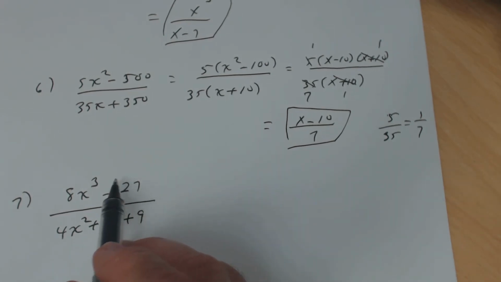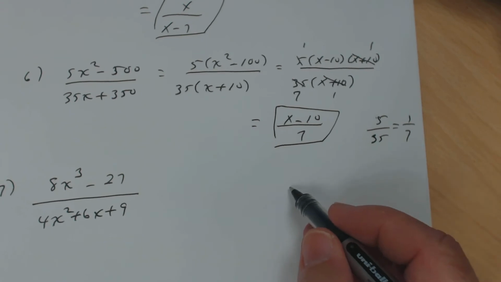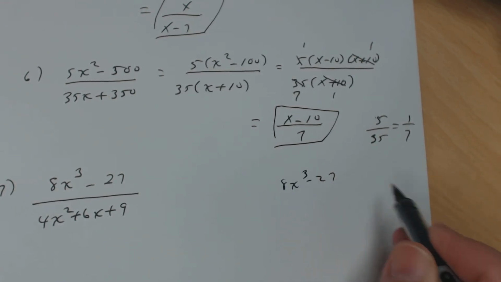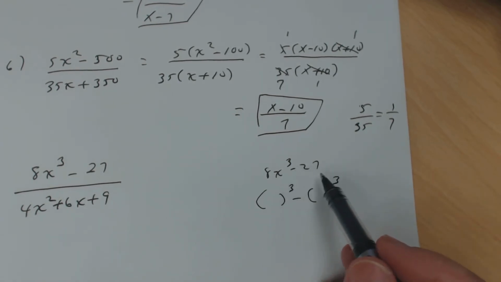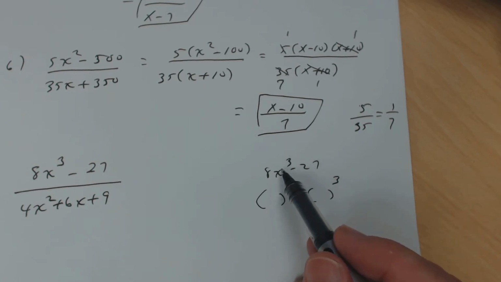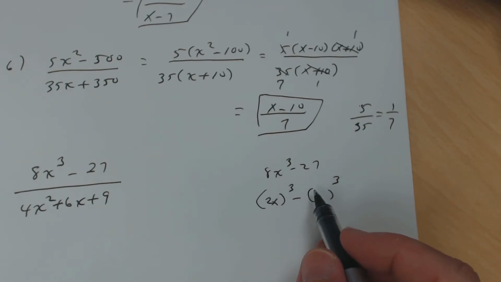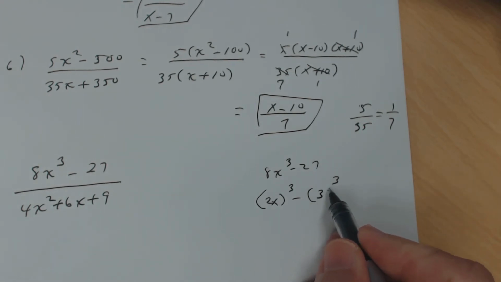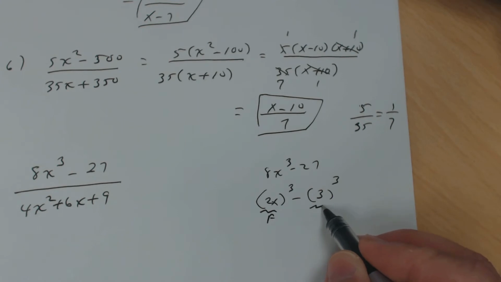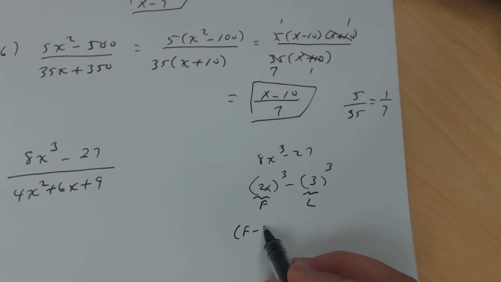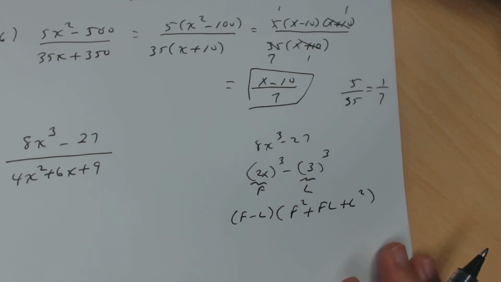All right, so over here, this is the difference of two cubes. If you need to remember how to do that, fill in these parentheses just like we did before. This is the difference of two cubes because 8x cubed is 2x to the third power, 2x times 2x times 2x is 8x cubed. 27 is 3 to the third power, so 3 times 3 times 3 is 27. And so this is your f. Remember how we talked about f and L? So I can factor this as f minus L times f squared plus fL plus L squared. So that's how we factor this.